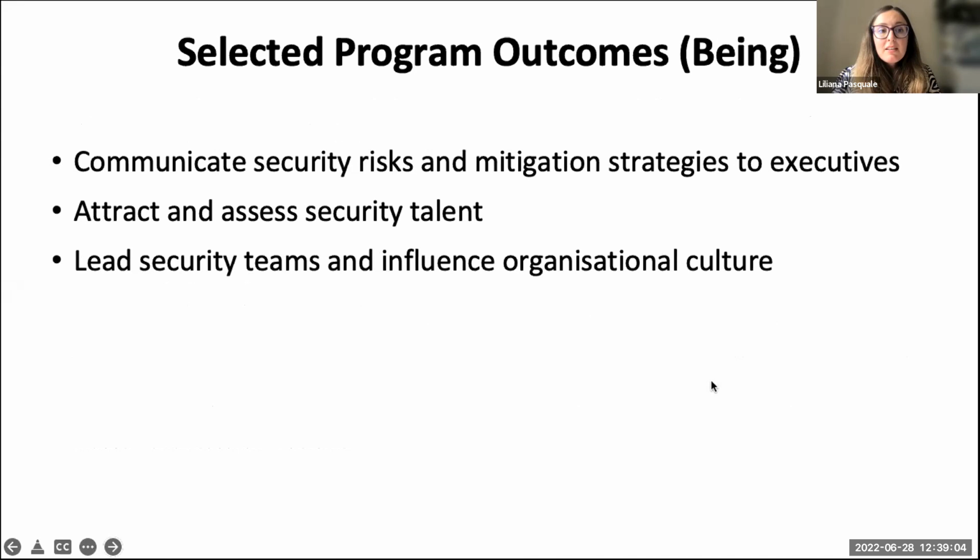So we want our students to be able to communicate security risk and mitigation strategies to executives, because some students will take a managerial role in cybersecurity, for example. Being also able to attract and assess security talent is an important skill, especially because more and more companies will need to hire cybersecurity experts, and also being able to lead security teams and influence the organizational culture.